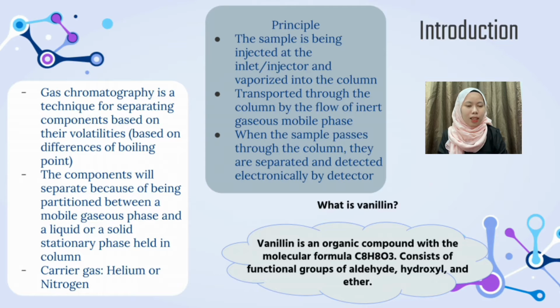What is vanillin? Vanillin is an organic compound with the molecular formula C8H8O3. This compound is a phenolic aldehyde which consists of the functional groups of aldehyde, hydroxyl and ether.